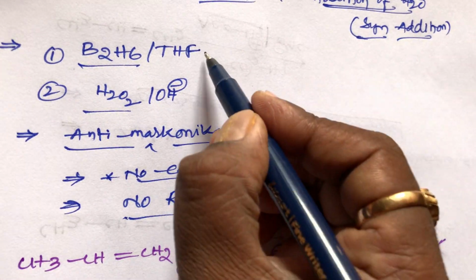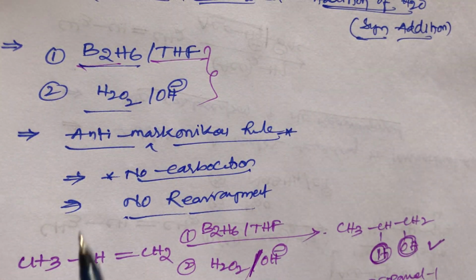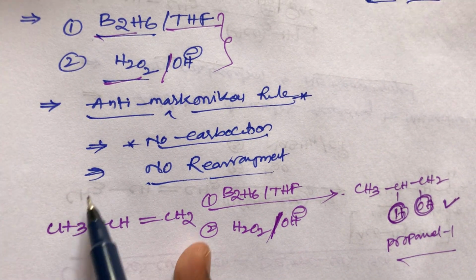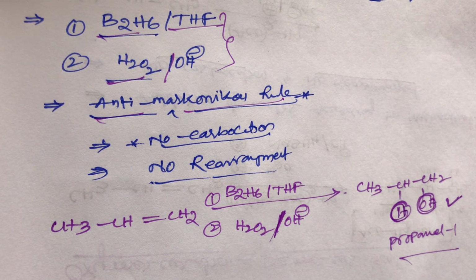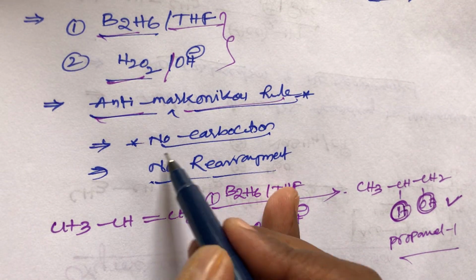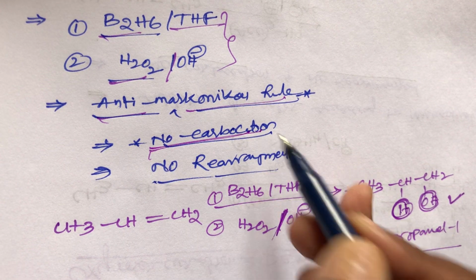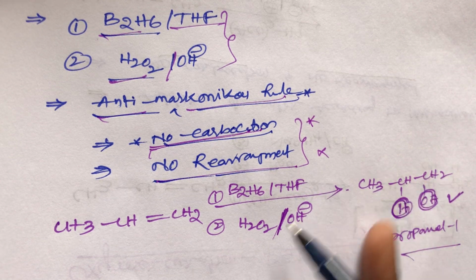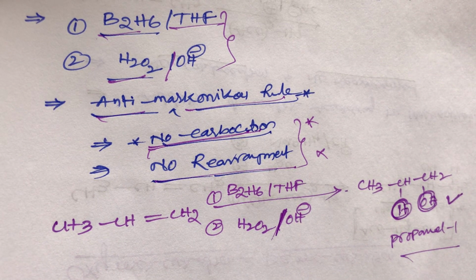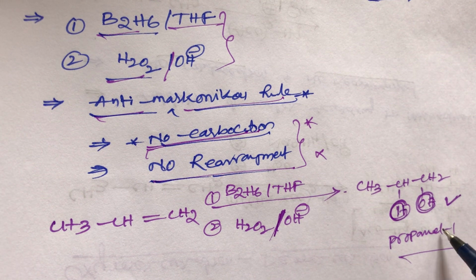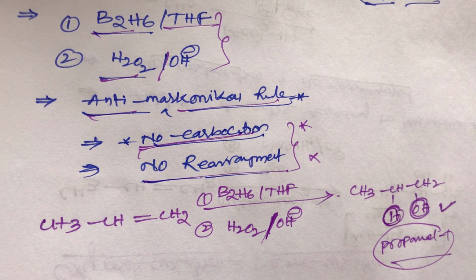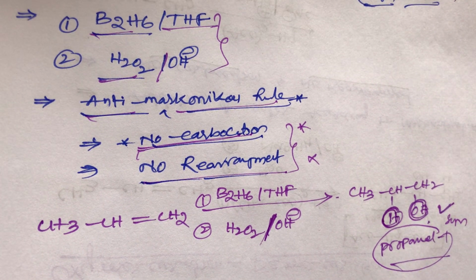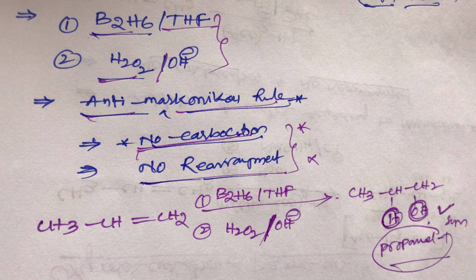Hydroboration and oxidation, here two reagents are there, that is B2H6 and tetrahydrofuran, and the second reagent is H2O2 by OH minus. So it also follows the anti-Markovnikov rule, but here there is no formation of carbocation, there is no rearrangement. These two are absent, no carbocation and no rearrangement is possible in this hydroboration oxidation. So it follows the anti-Markovnikov rule and the final product is propanol. Here H plus and OH minus will attack the same side, so that's why it is called syn addition. Hydroboration oxidation undergoes syn addition reaction.